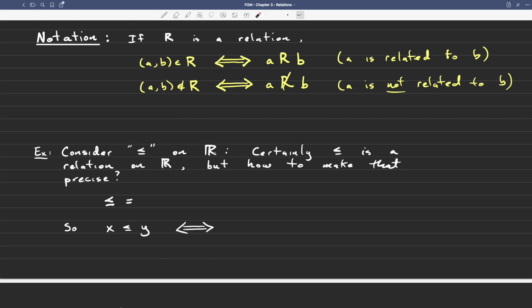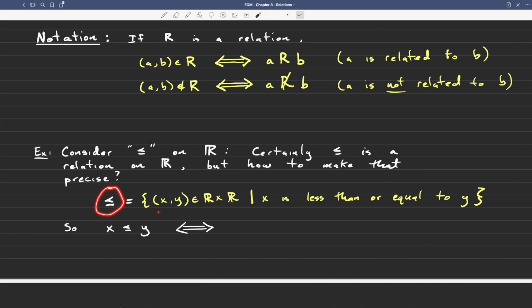So if less than or equal is being defined on the real numbers, I need to think of less than or equal as a subcollection of R cross R. In particular, a formal definition of the relation less than or equal would be the set of all x comma y in R cross R having the property that x is less than or equal to y. Isn't that weird? The symbol that you have used for so long in your life, you're now thinking of in this completely new way as a set of ordered pairs.